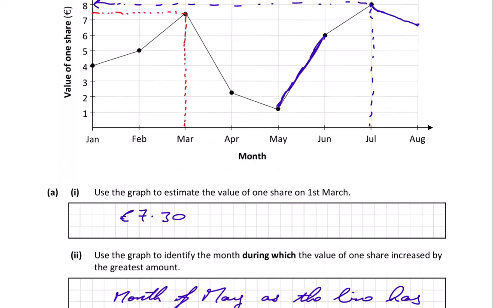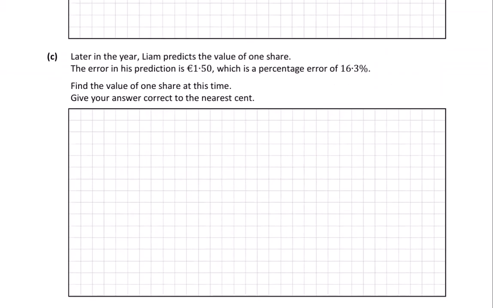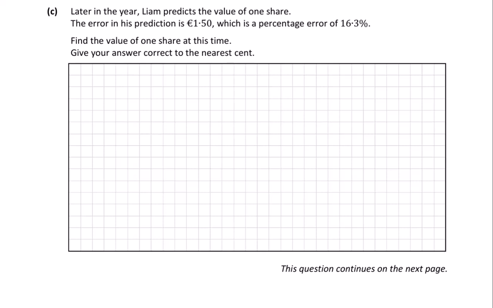€8. Okay, so next thing you've got to do then is later that year, Liam predicts the value of one share. The error in his prediction is €1.50, which is a percentage error of 16.3%. Find the value of one share at this time. Give your answer correct to the nearest cent. So if we take 16.3%, that's equivalent to an error of €1.50. So this is the error.